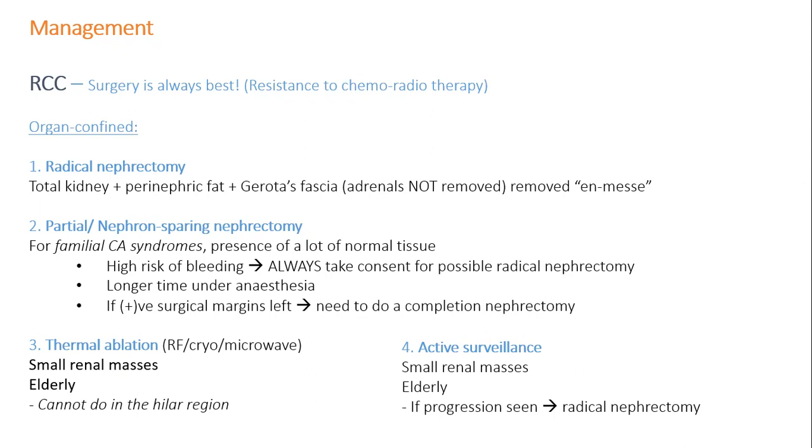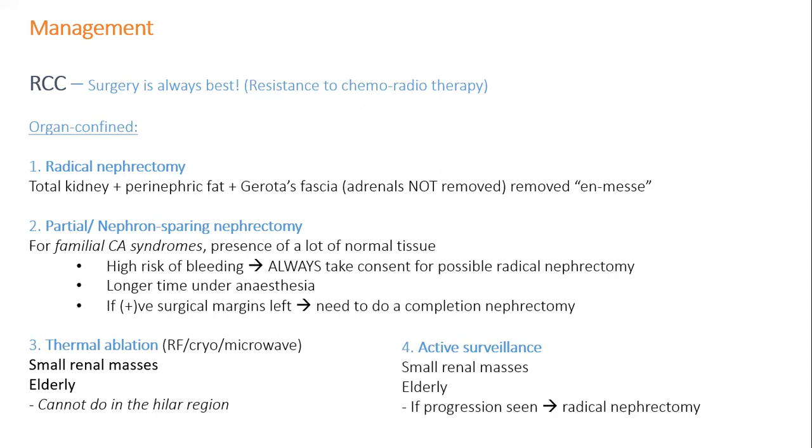And then you get the partial or nephron sparing nephrectomy. This is different from radical nephrectomy because here we only take a part of the kidney out. You do it only if you're suspecting a familial carcinoma syndrome, and also if the patient has a lot of normal tissue. For example, if only a part of the kidney is involved with the tumor, let's say less than 1%, there's no point in removing the entire kidney and compromising its renal function.